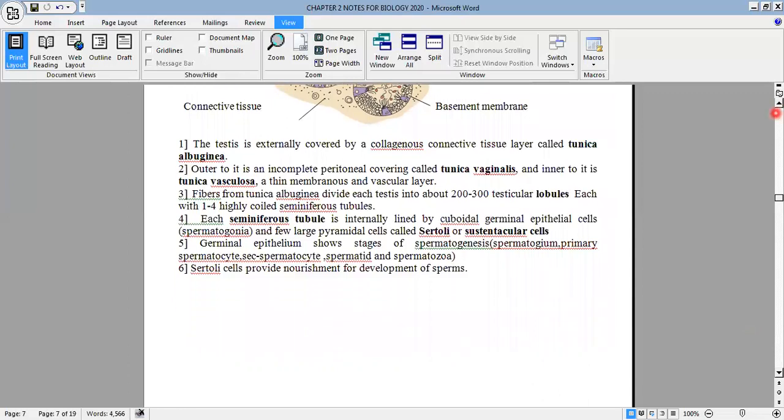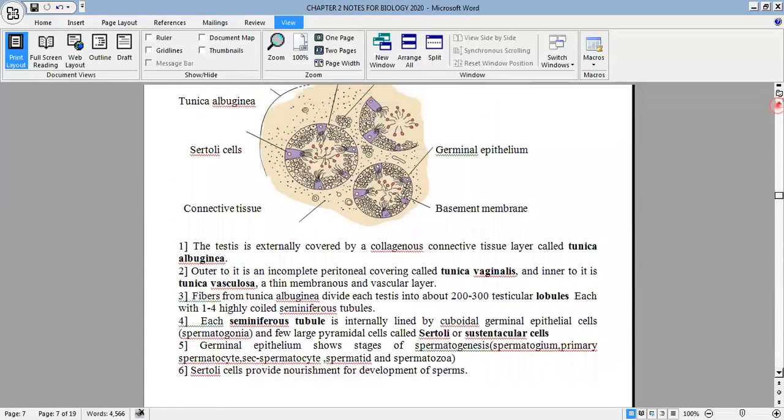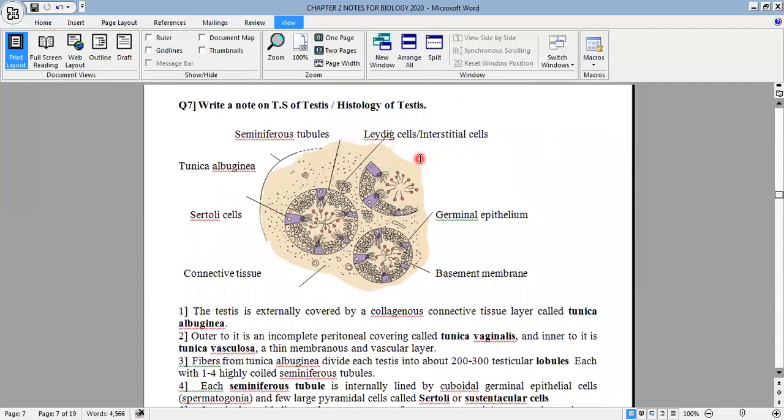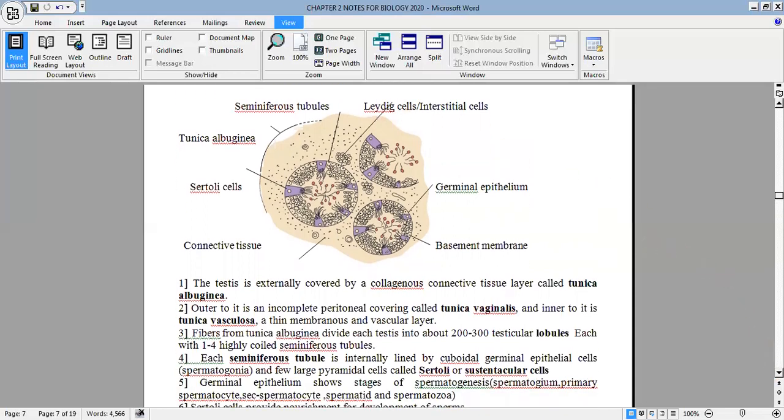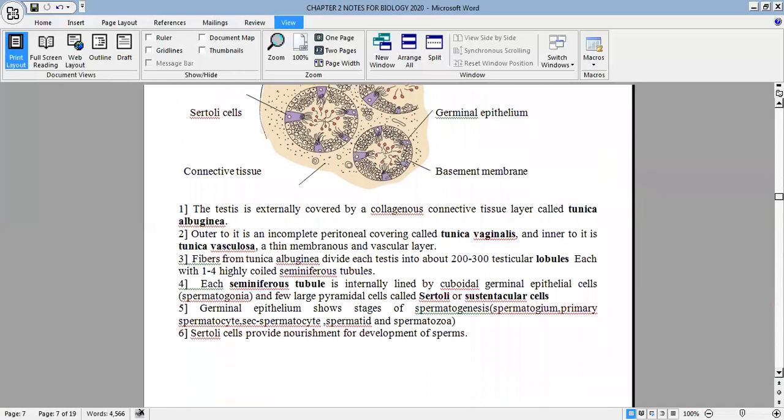Here I need to tell you one more point which you may or may not include in your answer. You can see there are Leydig cells or interstitial cells. These Leydig cells are present in between the seminiferous tubules, and Leydig cells are meant to produce the male reproductive hormone testosterone. I repeat, the male reproductive hormone testosterone is produced by Leydig cells or interstitial cells of testes.